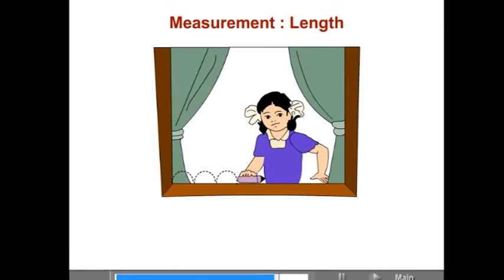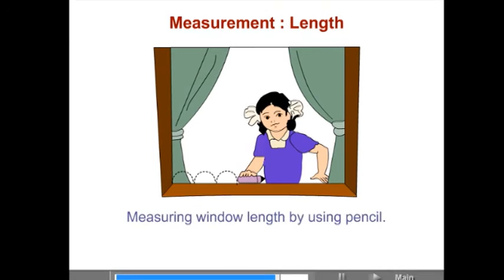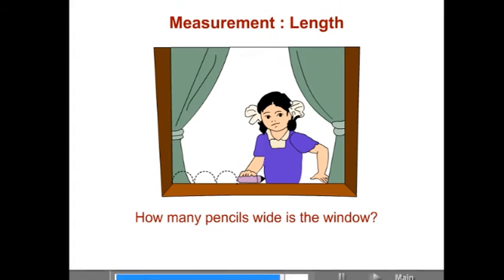You can see in the next picture that Meenakshi is measuring the length of the windowsill with the help of pencils. How many pencils wide is the window? The window is 6 pencils wide.